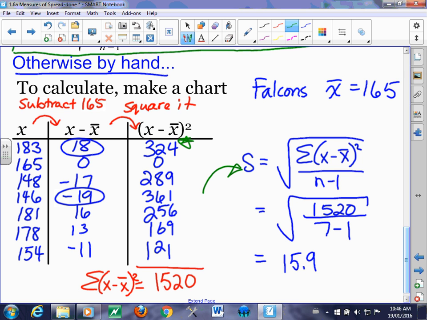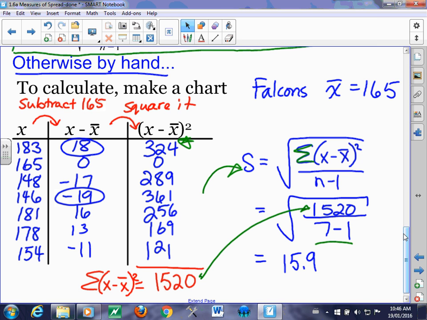Again, a graphing calculator will do all this work for you as long as you type it in. So you take the sum of all these, which we have right here, and you take the number of data points and subtract 1. So the standard deviation is 15.9, and that was just for the Falcons.